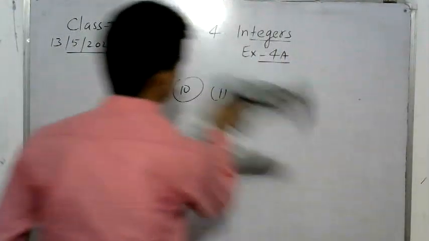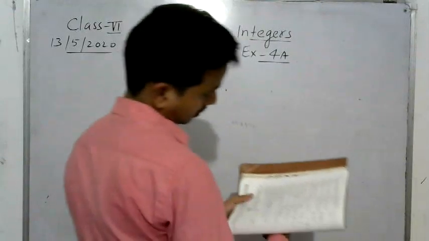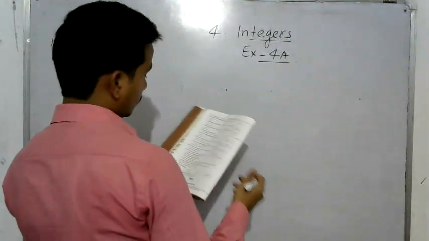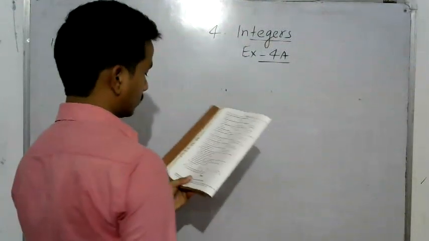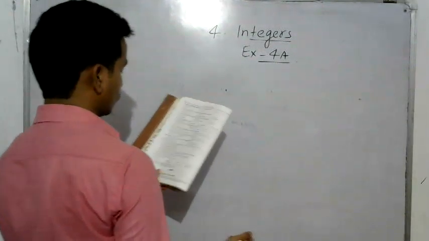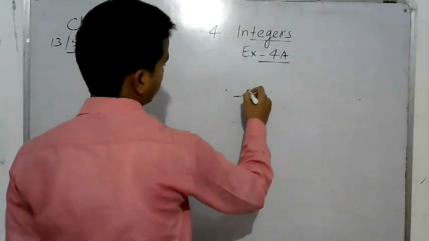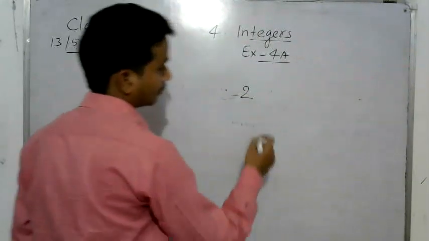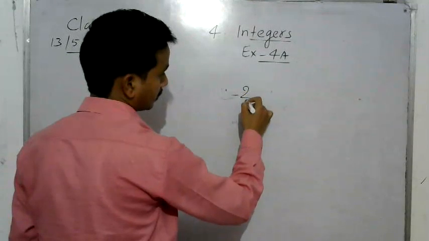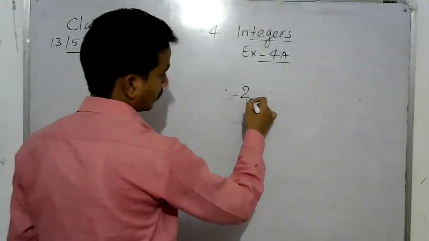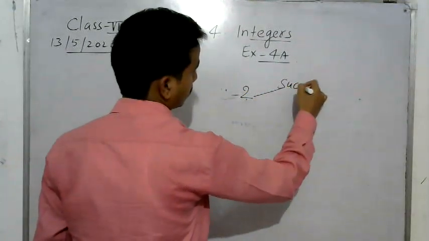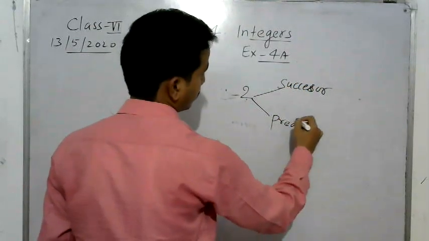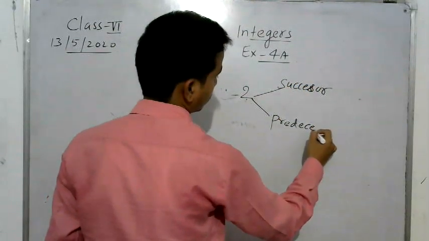Now see, question number 11 is true false, so you can do the true false. Successor and predecessor. Now suppose that there is a number 2. What is the successor of 2? So to find the successor, what is the successor? Successor and predecessor.